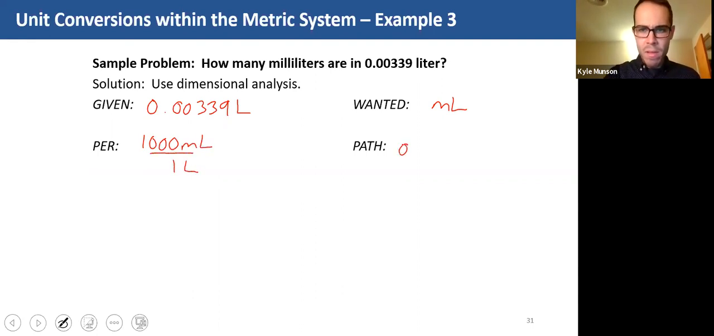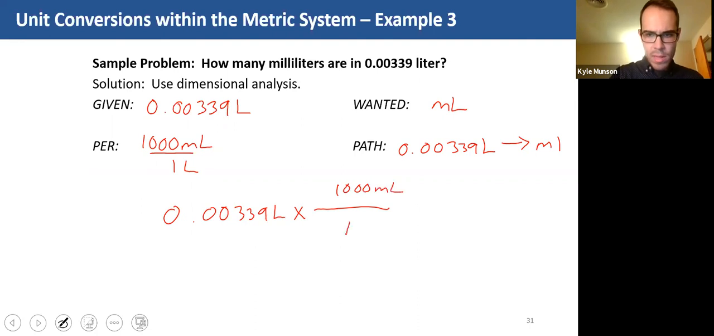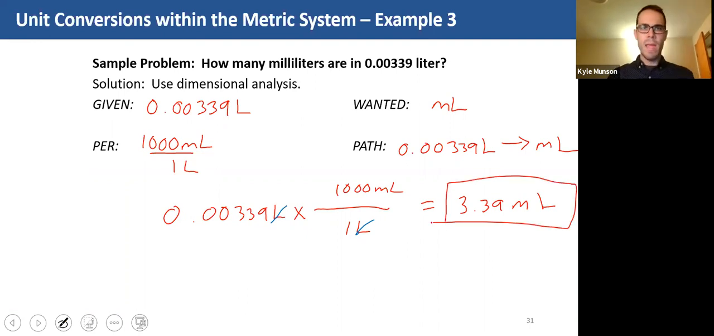The path is 0.00339 liters to milliliters. So I can write that out: 0.00339 liters times 1,000 milliliters per 1 liter. Units cancel. And so I'm left with 3.39 milliliters. So that's my answer.